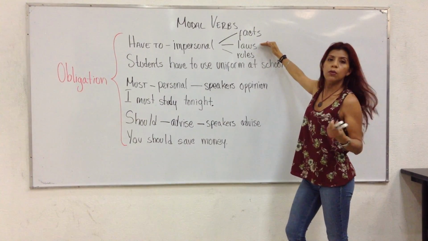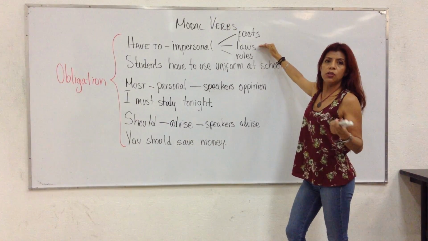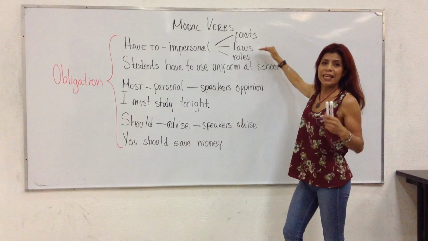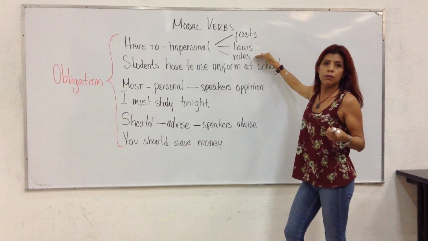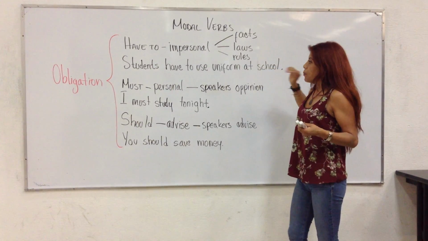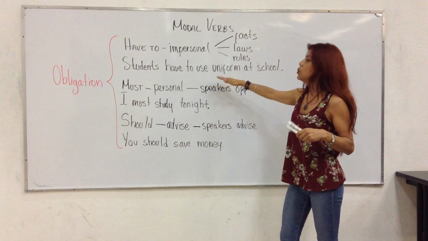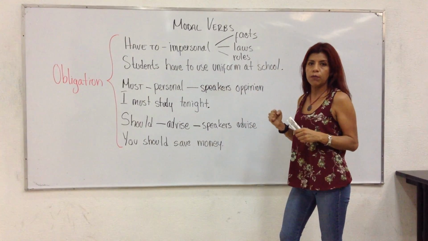For example, in the school, the principal told us that it's very, very important to use uniform. And there is a rule determined by the school. So, have to is used to express a strong obligation.